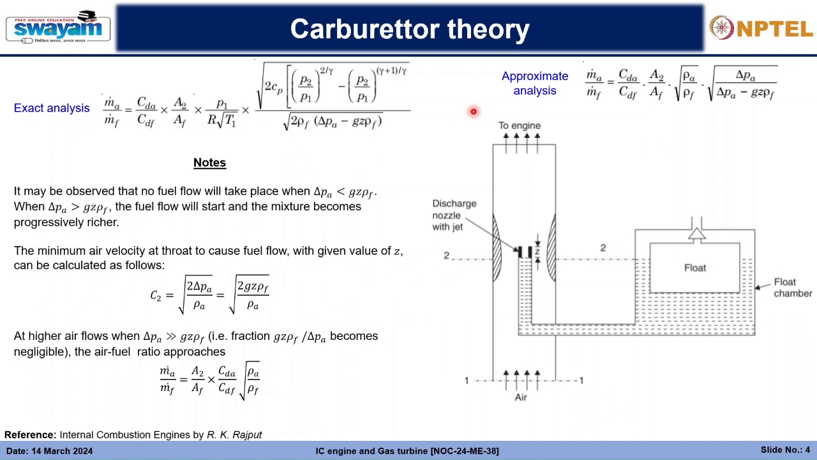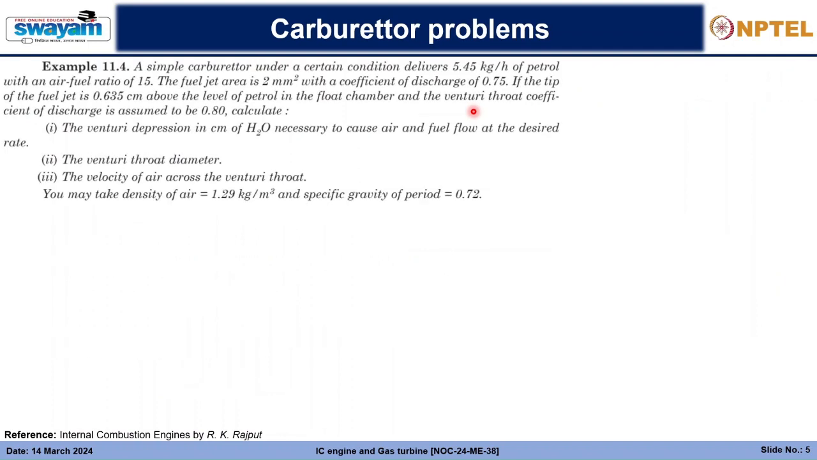So this was the carburetor theory, and we will continue with solving a few more problems. And later, at the end of the session, we will learn about the different mechanisms which are added to a simple carburetor to increase its productivity. We'll look at that next. Right now we'll solve problems on carburetors, and this is the first problem.